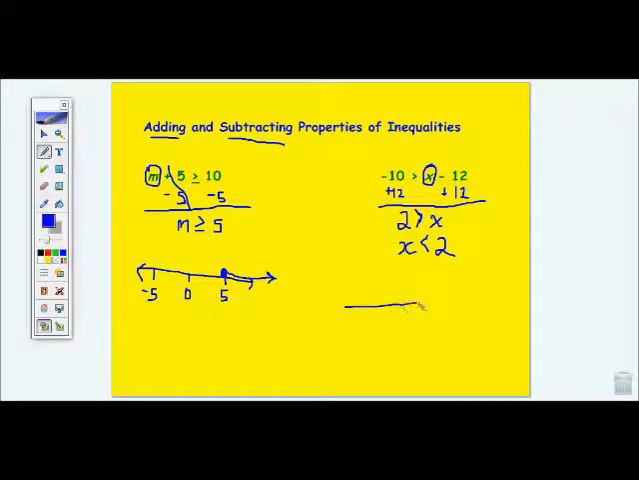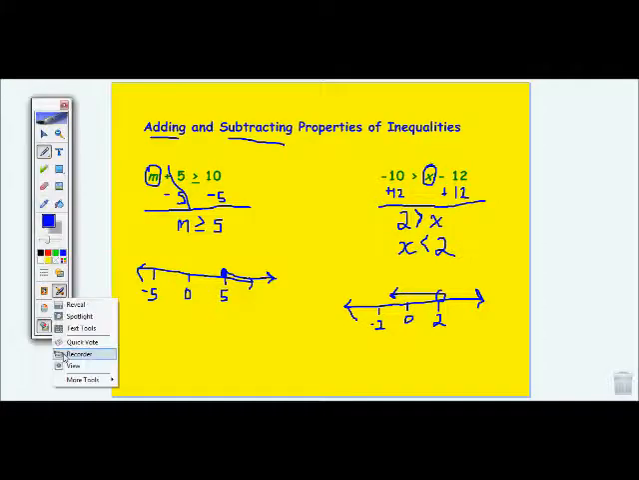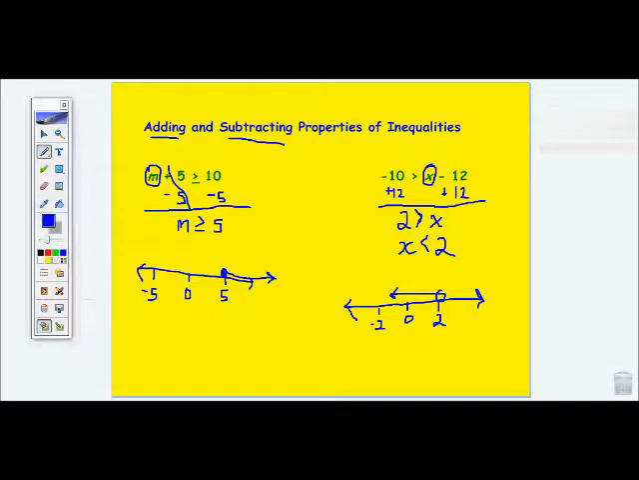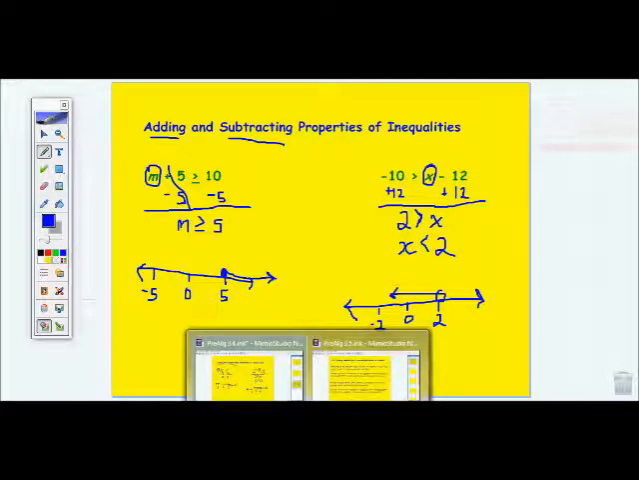Now when I go to graph this one, I can again put my 0 so I know which side is negative, which side is positive. My answer is 2. I can put a negative 2 over here as well. And this time it's going to be an open circle, and it's going to be shaded to the left. So nothing new in that lesson, it's just in inequalities.